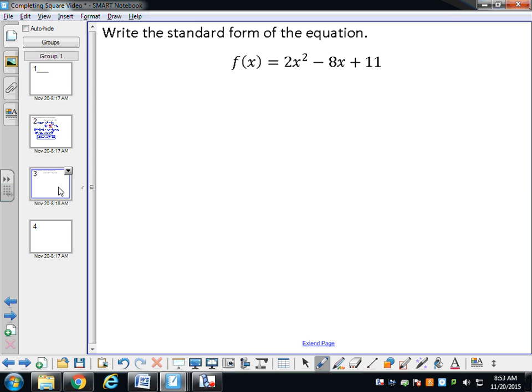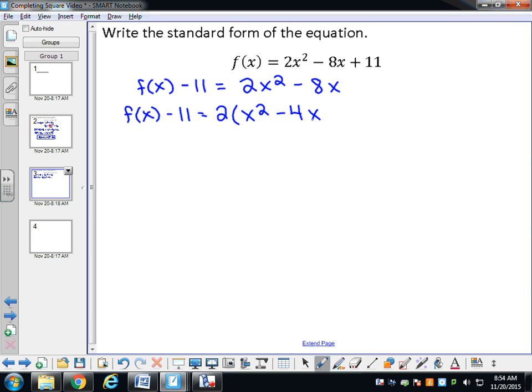Second example, move your c term over. Now, this time I can factor out a 2 on the right-hand side. Now I will take that 4 and divide it by 2. So negative 4 divided by 2 is a negative 2. Put that number in a box. I will be using that later. Square it and I get 4.